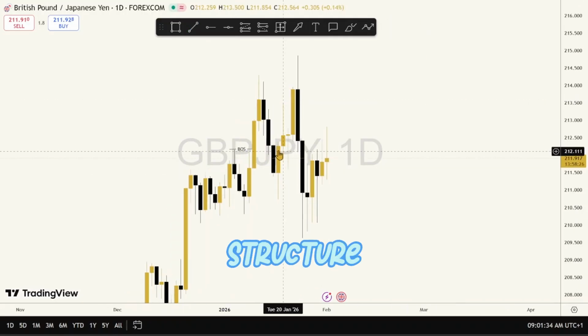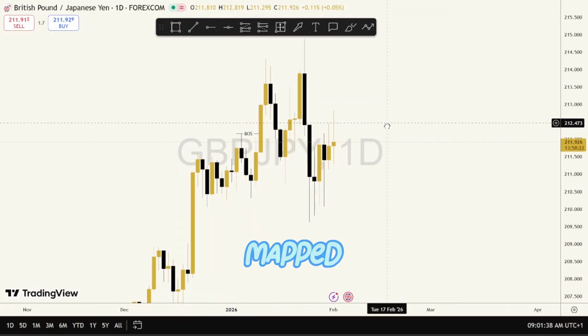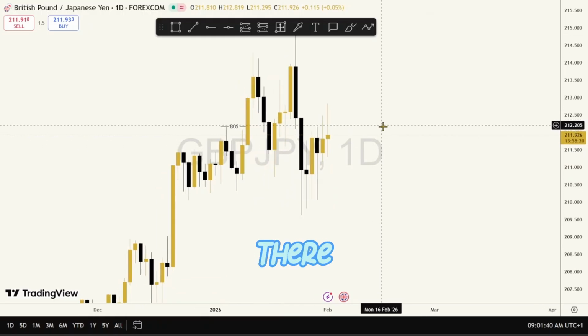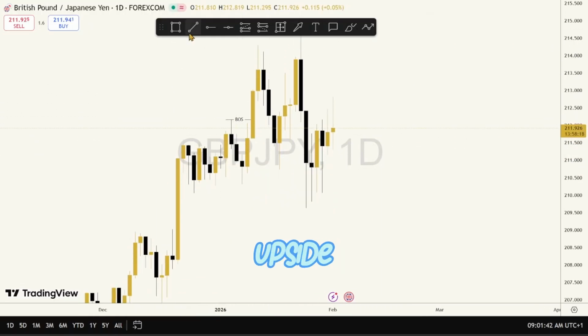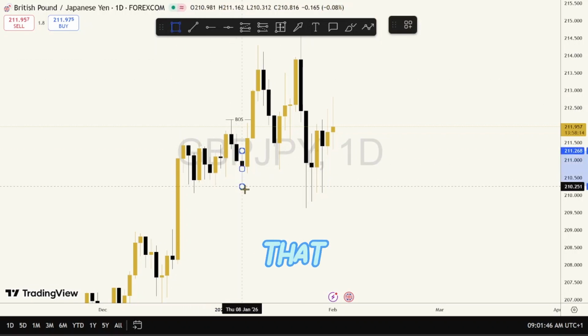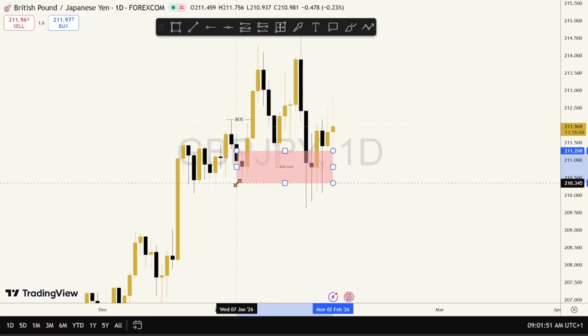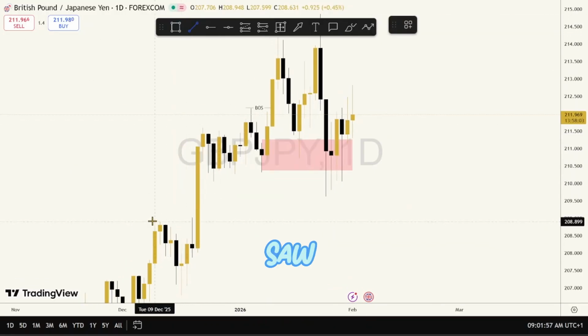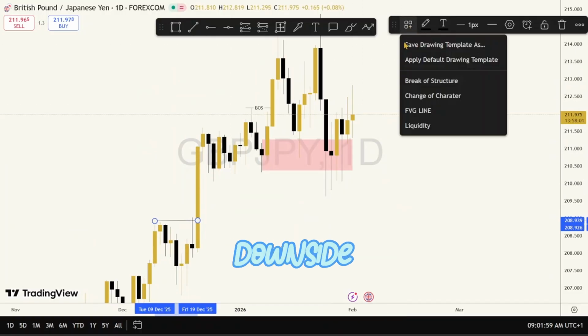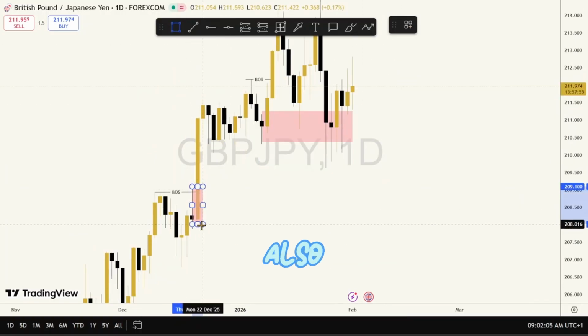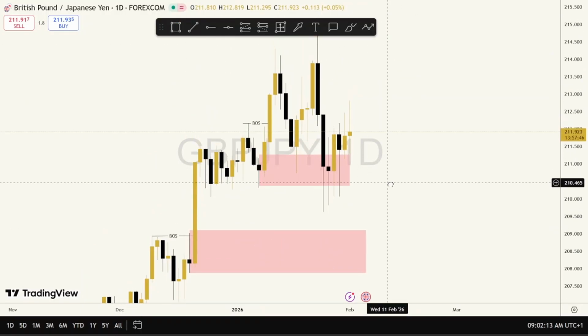I saw this break of structure, mapped it out, and checked if there was another break of structure to the upside. I think that was the last. Then I mapped out the order block of that very break of structure. So I saw this other break of structure to the downside, so I just took note of it to be sure. Then I also mapped out the other block.